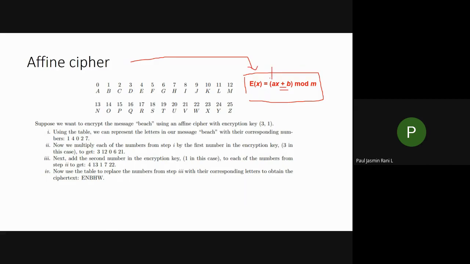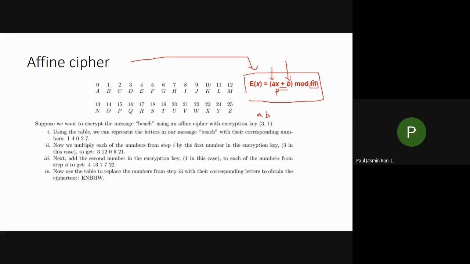So here you have two attributes, that is A and B. In your question itself they will give the key value as 3 comma 1. So 3 is nothing but A, and 1 is nothing but B. Your X is nothing but your plain text. In the question they'll give your plain text and key, and you have to substitute in this formula. And here in the mod function, sorry, m is nothing but your 26. You substitute the 26 and you can do your encryption over here. These types of problems are frequently asked in Part A.